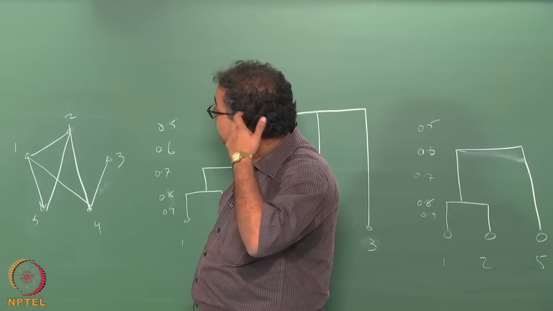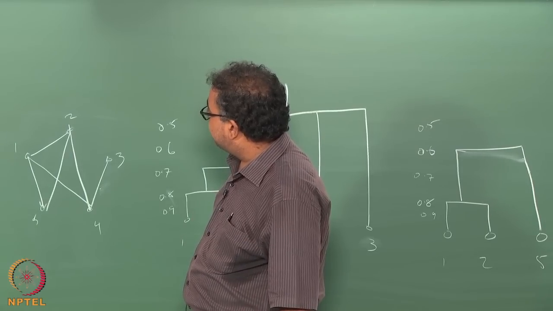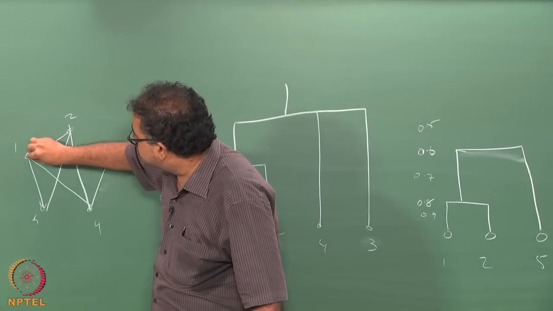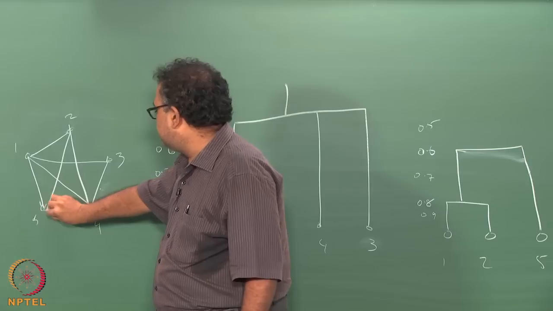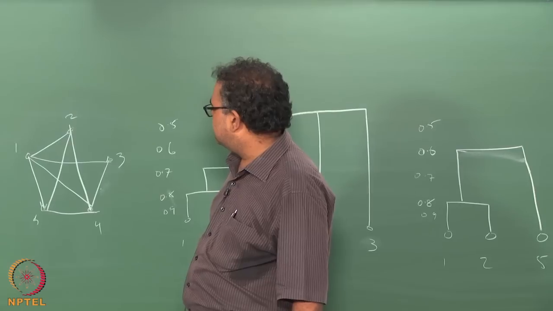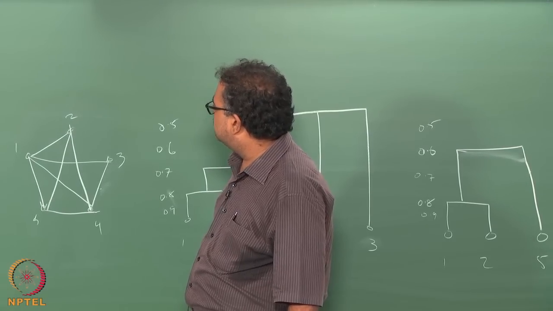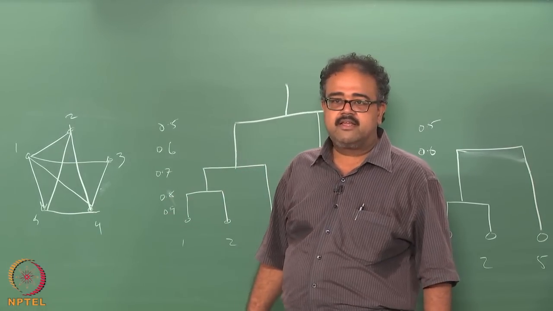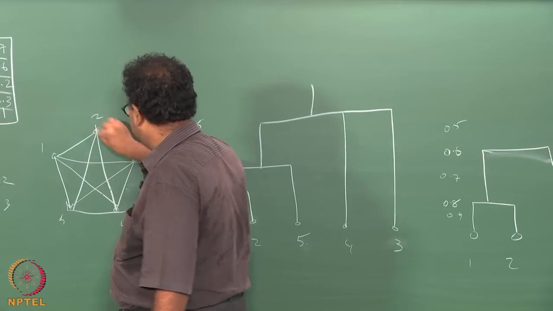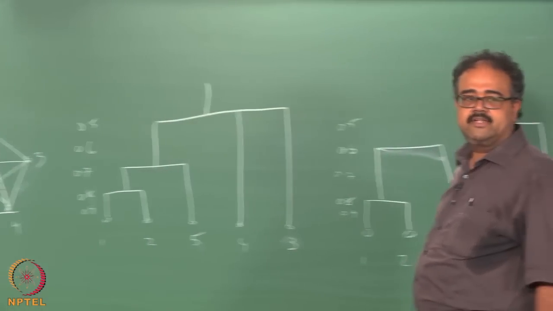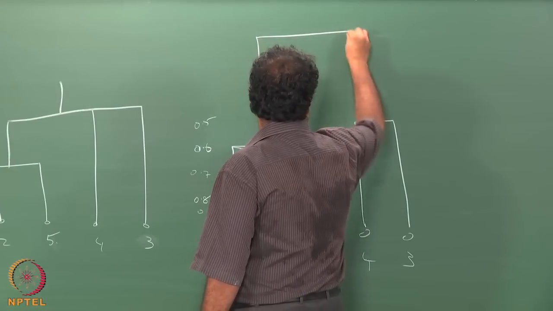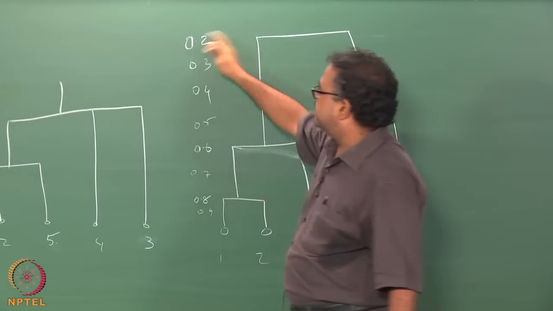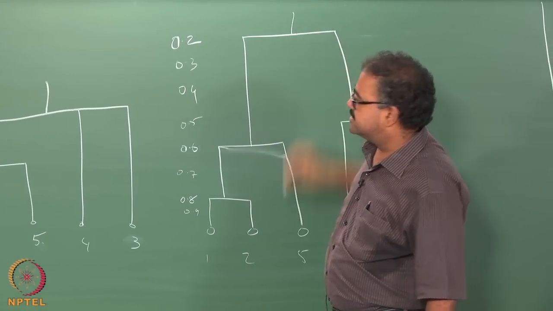Then I go to 0.3. What is 0.3? 1 and 3, 4 and 5, what about 3 and 5? No. What about 2 and 3? No. So at 0.3 nothing happens. Then I go to 0.2. Now I finally have everything down. So at 0.3 and 0.4, nothing happens. At 0.2, I get the final merging.